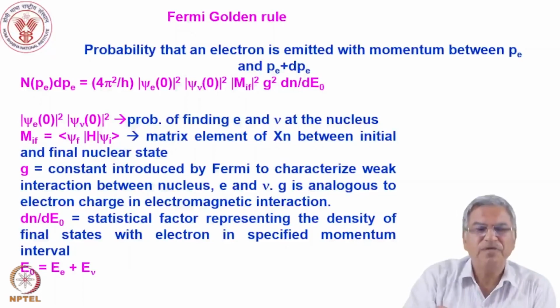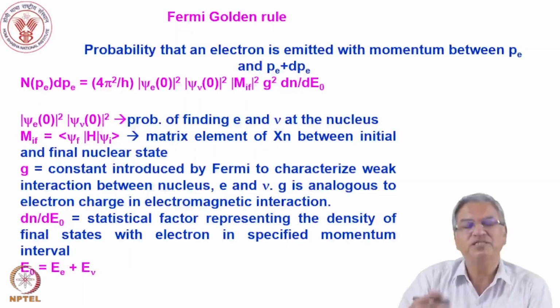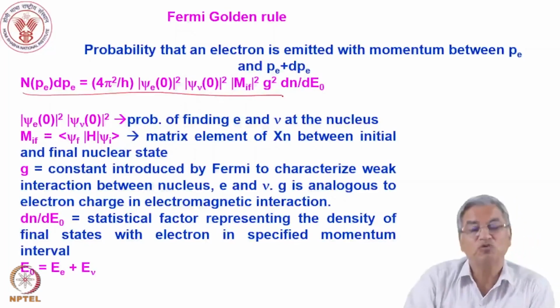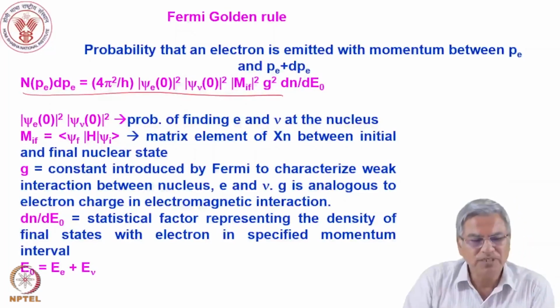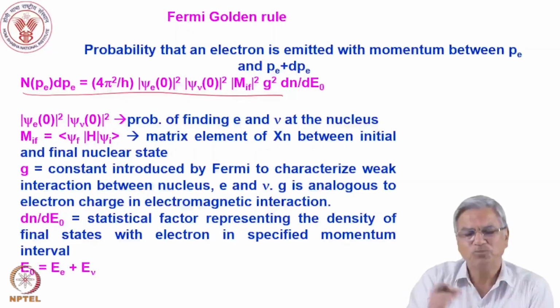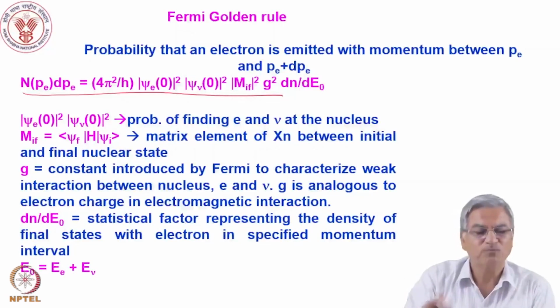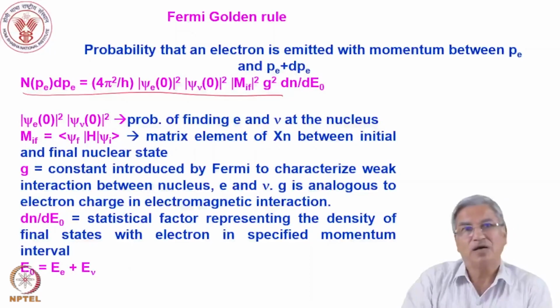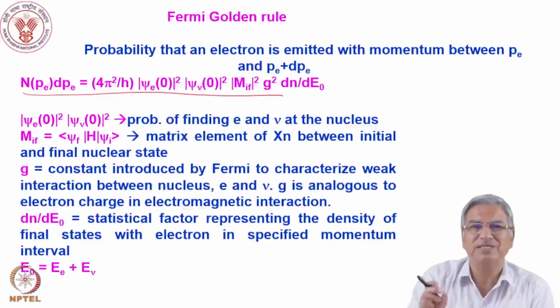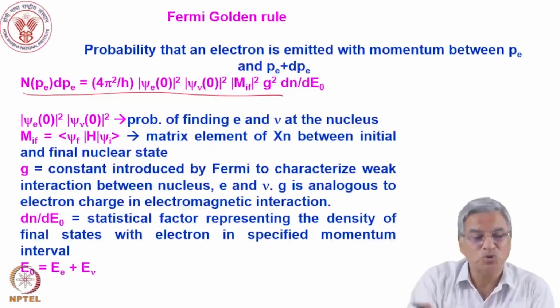So the Fermi golden rule for any transition is given by this kind of expression. Here it is only for the beta decay. That is the probability that an electron is emitted with momentum between Pe and Pe plus dPe. That means Pe to a small increment, Pe plus delta Pe. What is the probability that the electron is emitted? And corresponding to that probability, a neutrino is also emitted. So when there is a dPe, there will be a dP nu also.